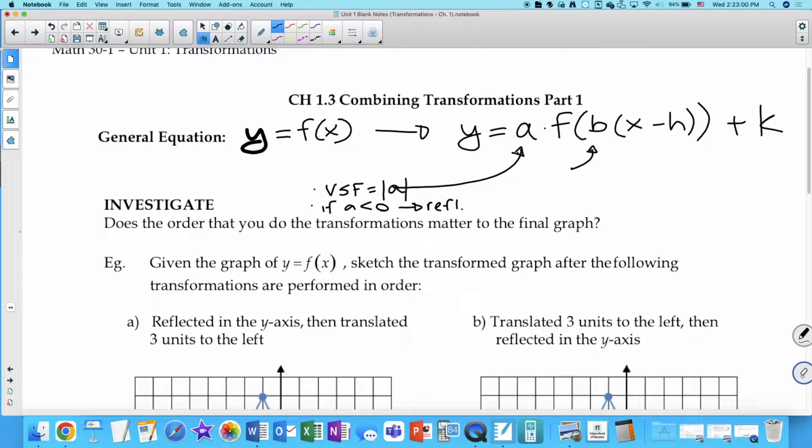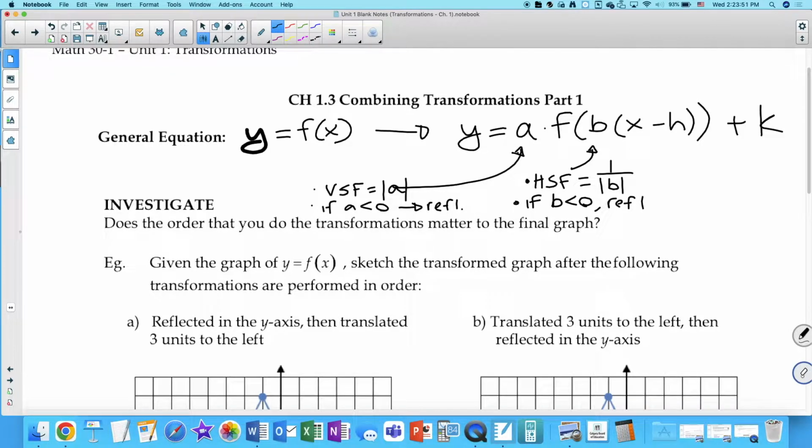What about b? So b is going to affect horizontal reflections and stretches. Let's first talk about the horizontal stretch factor. What would the horizontal stretch factor be? Yeah, it's the reciprocal of b, and we typically talk about stretch factors as being positive values, so I'm going to put absolute value symbols around there to make sure that it's positive. And also, if b is less than 0, you'd also have a reflection.